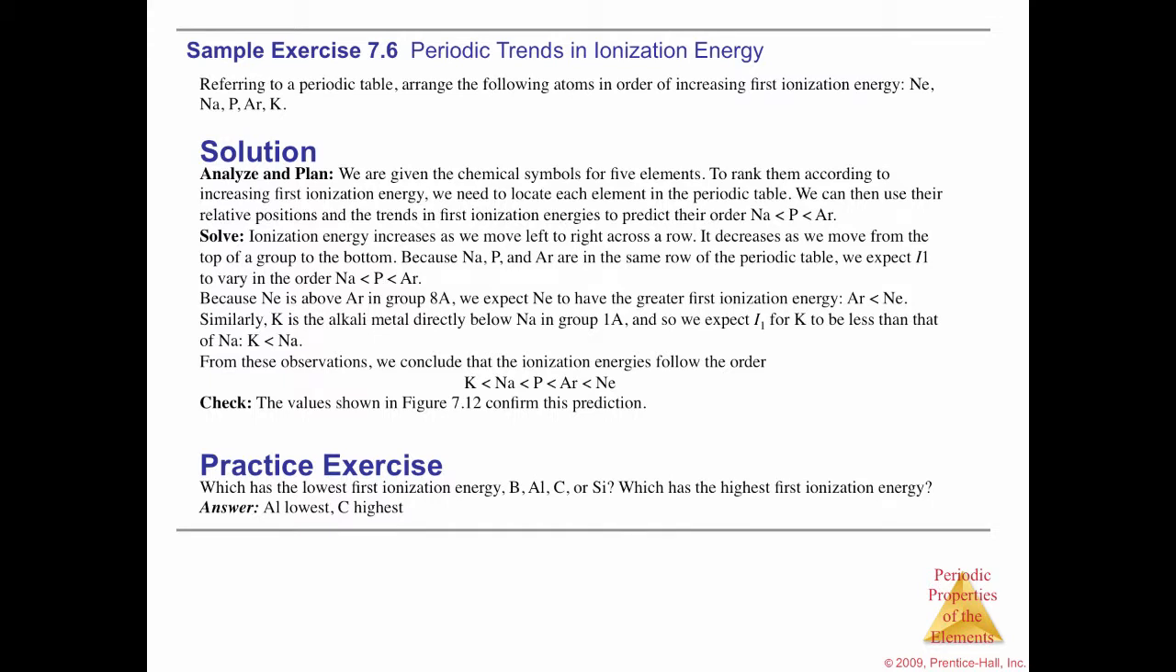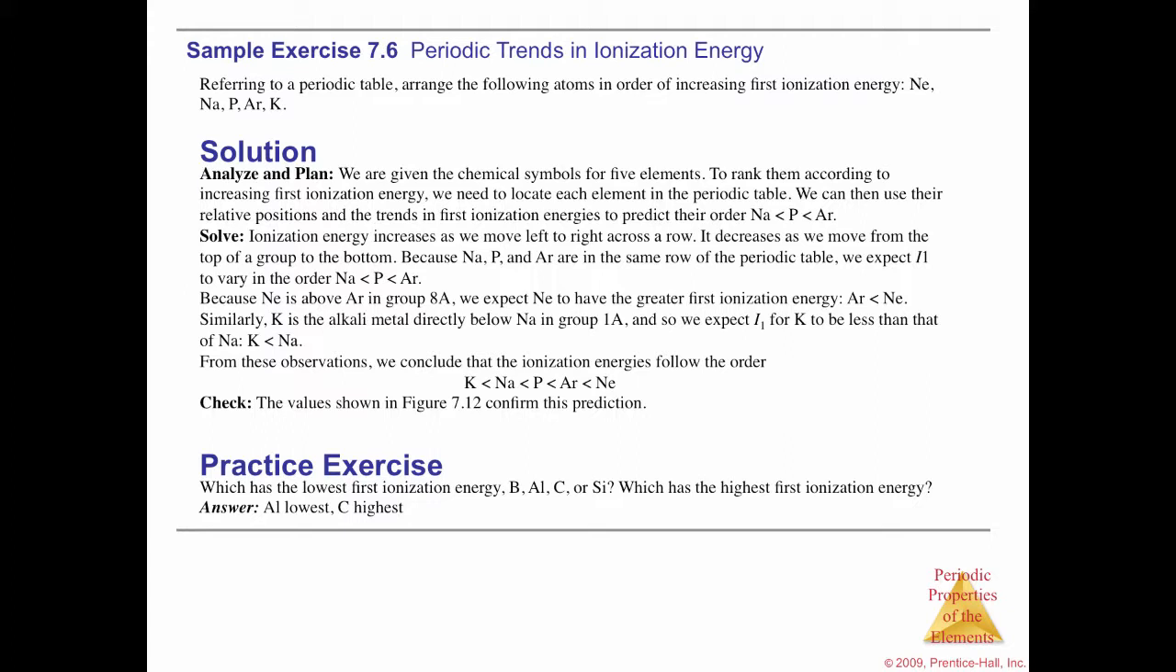Sample exercise 7.6, periodic trends in ionization energy. Referring to a periodic table, arrange the following atoms in order of increasing first ionization energy: neon, sodium, phosphorus, argon, and potassium. We are given the chemical symbols for 5 elements. To rank them according to their increasing first ionization energy, we need to locate each element in the periodic table. We can then use their relative positions and the trends in first ionization energies to predict their order.